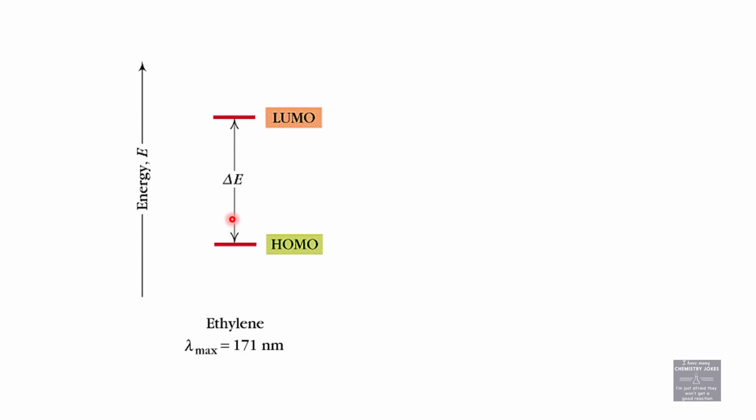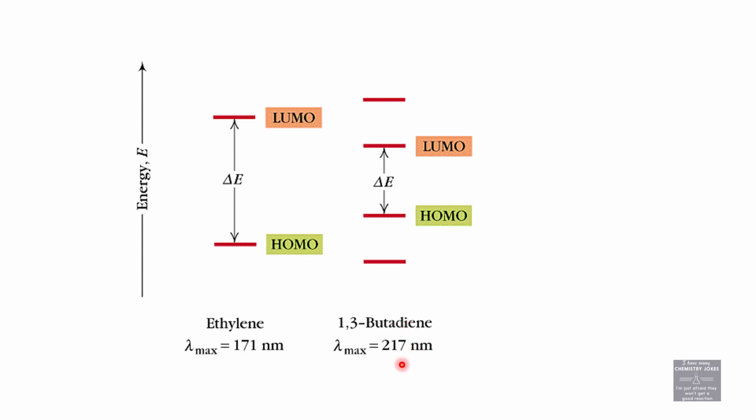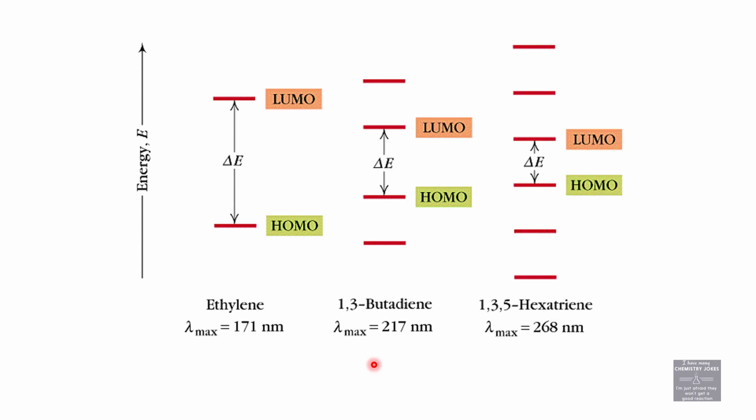The energy gap determines the wavelength of light needed to excite electrons from the HOMO to the LUMO. The energy gap for ethylene requires a wavelength of 171 nanometers to excite an electron from here to there. The wavelength of light needed to excite an electron in butadiene is 217 nanometers. The wavelength of light needed to excite an electron in hexatriene is 268 nanometers. Okay, get to the point.